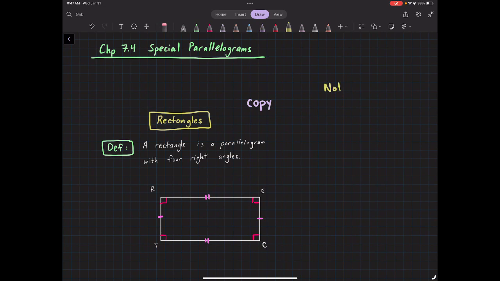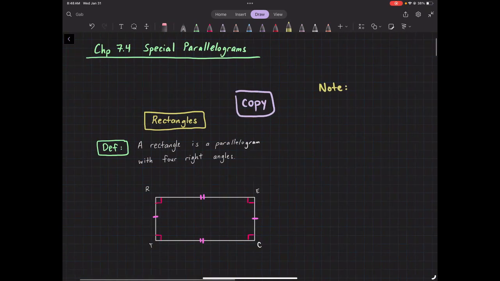So basically right here, if you see that I have a little copy, I want you to copy it down. Okay, I think there's only one thing that I don't need you to copy down, but I just put it there just in case for you guys.